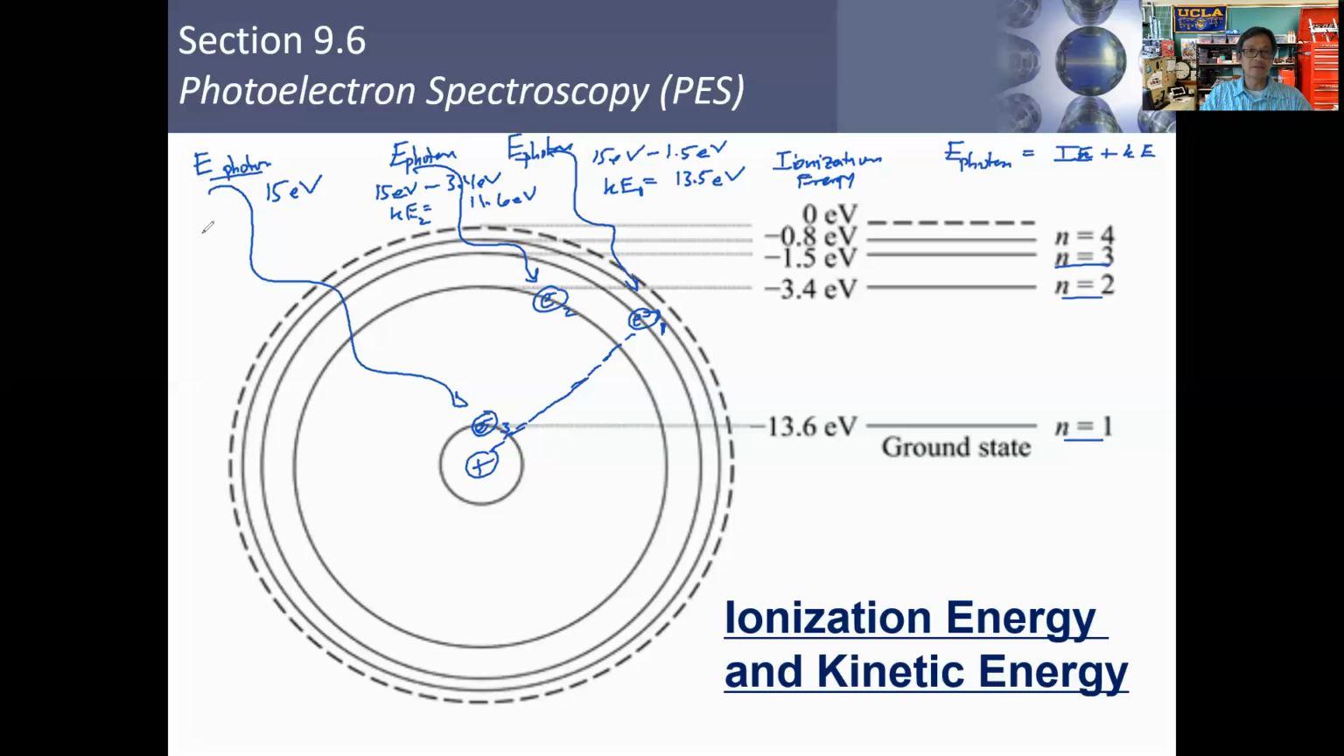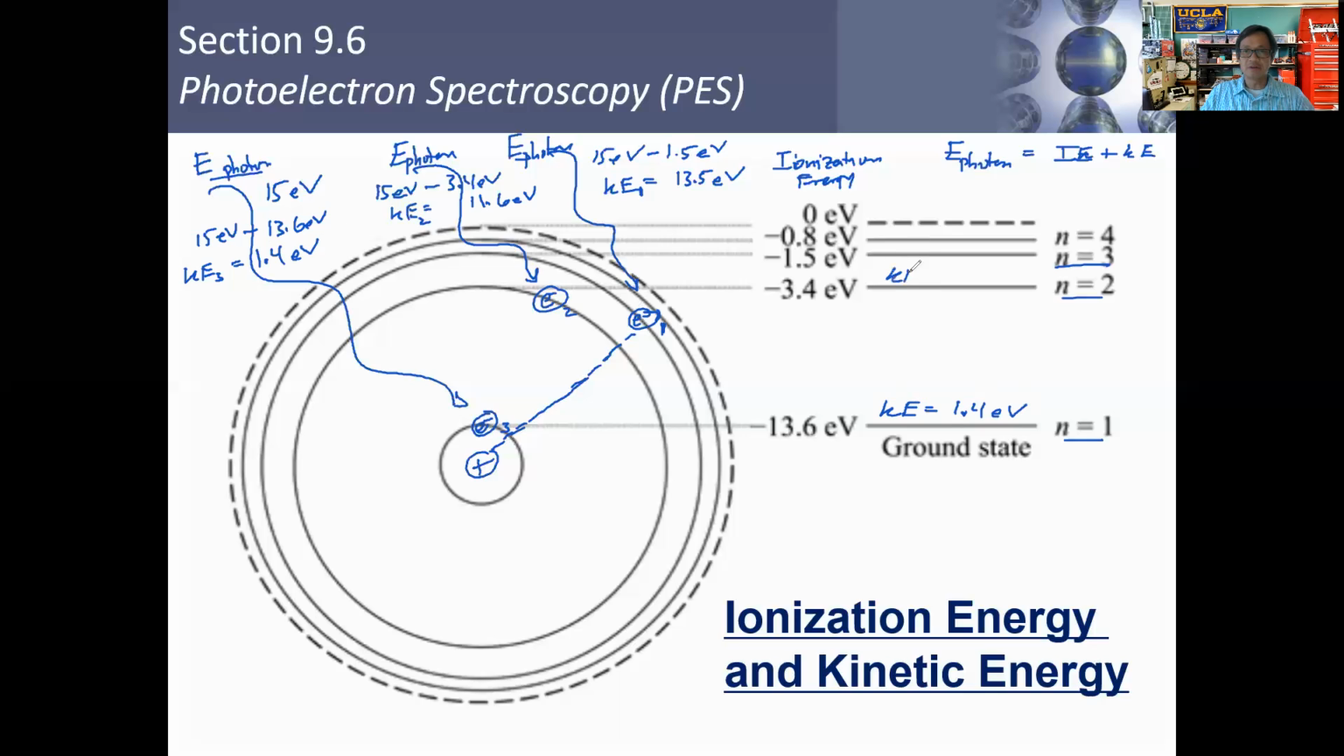And then finally for the last electron, 15 electron volts minus the one in the ground state here, energy level 1, is going to be 13.6 electron volts. So therefore, the kinetic energy that the third electron has, 15 minus 13.6, is going to be 1.4 electron volts. Okay, all right, so let's write this in here. The kinetic energy that this electron leaves with is going to be 1.4 electron volts.